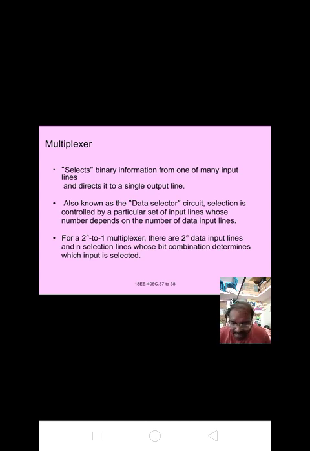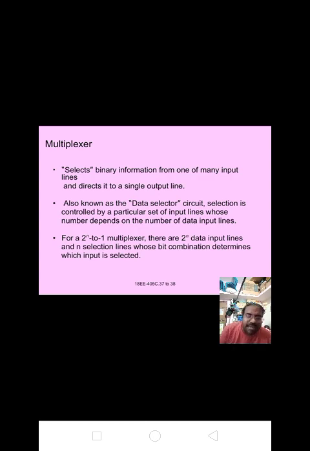A multiplexer is a logic circuit that has several data input lines, and transmission is done only through a single output line. It is a logic circuit that has several data input lines and a single output line. It is nothing but a multiplexer. The other name of multiplexer is data selector circuit.